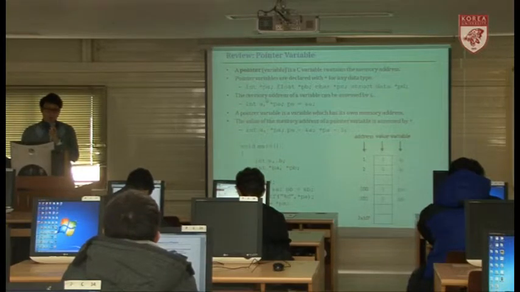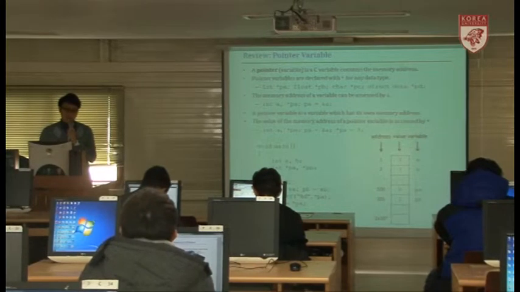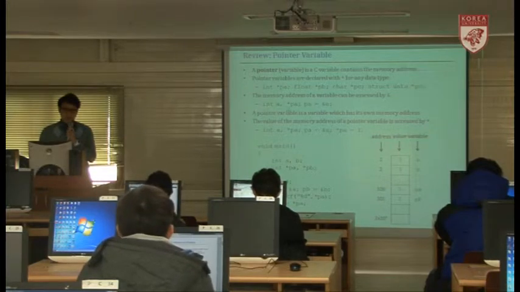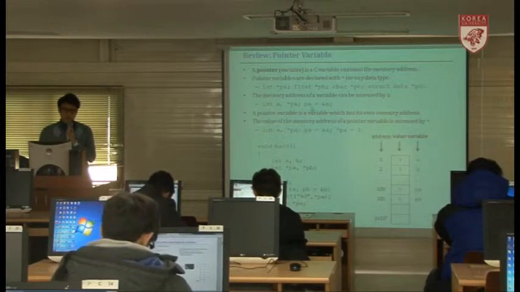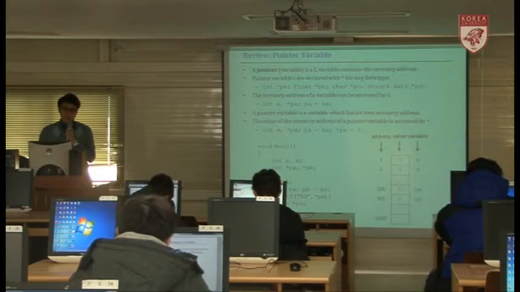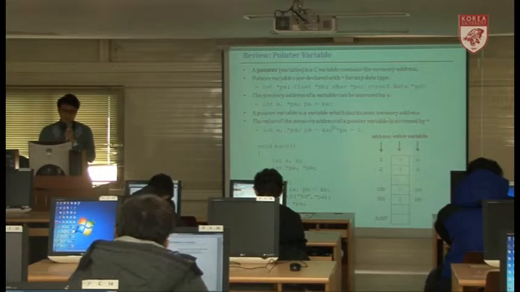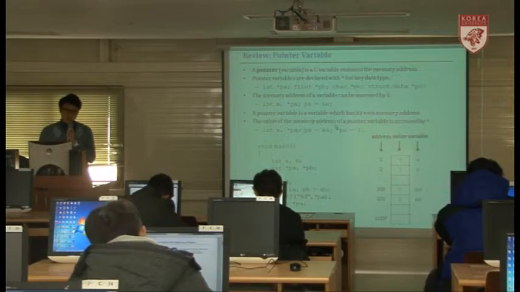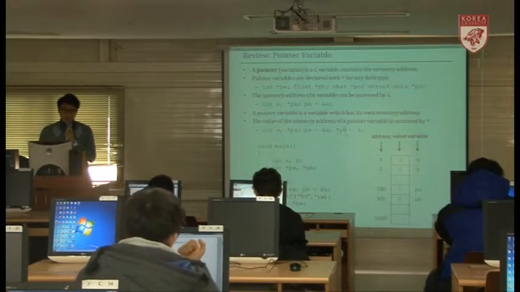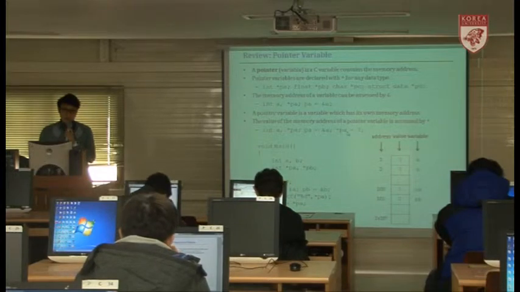So then how can you access the memory address of a variable? That can be accessed with the AND character. So int A and star PA. Then we can say PA is equal to &A. That means PA stores the memory address of A. Then if we want to access the real value at a certain memory address, we use the asterisk. So asterisk PA means the value stored in the memory space whose address is PA.